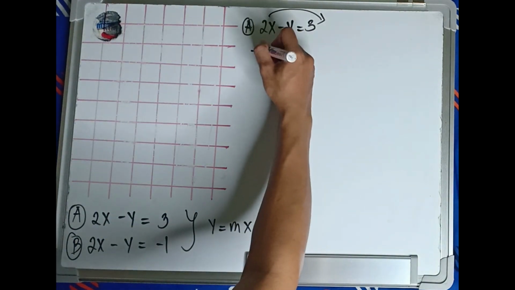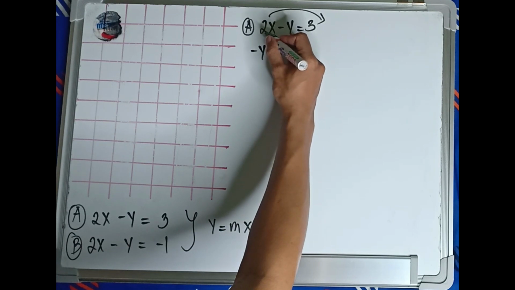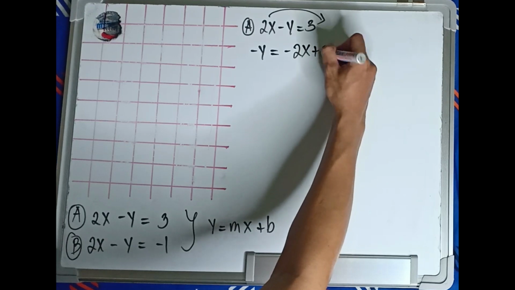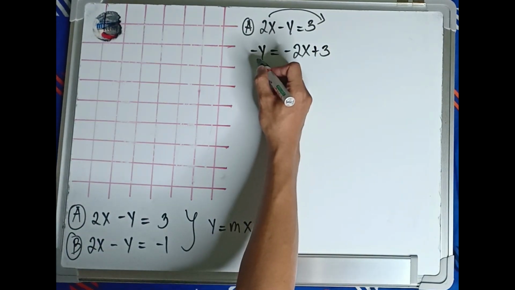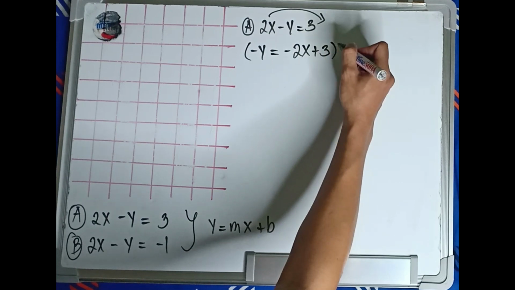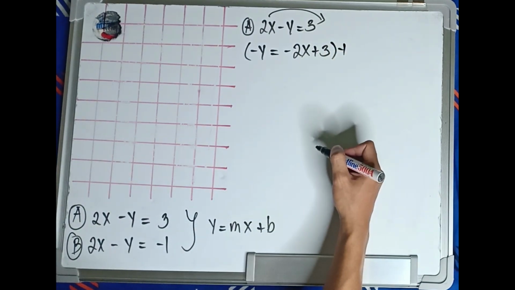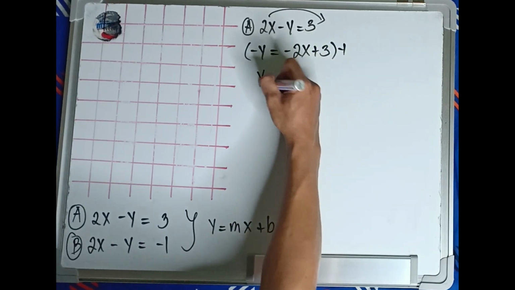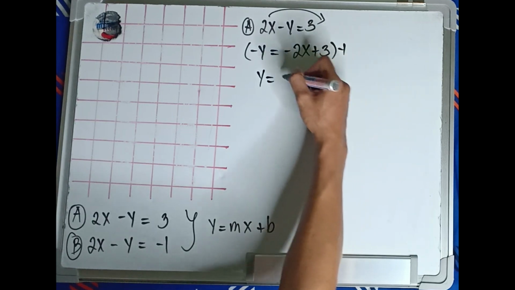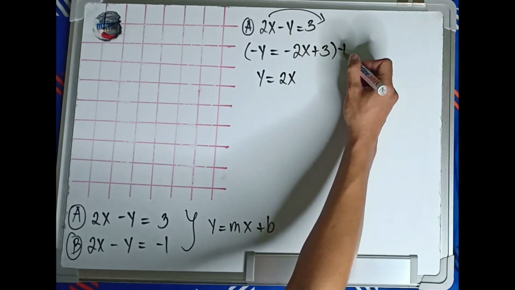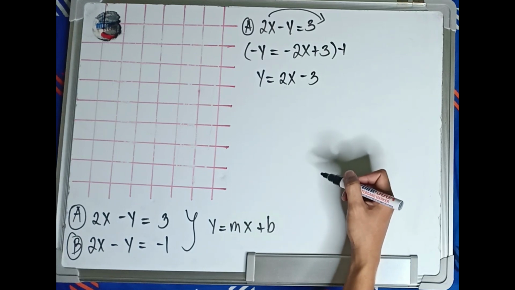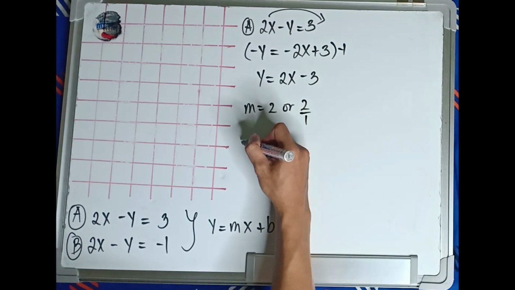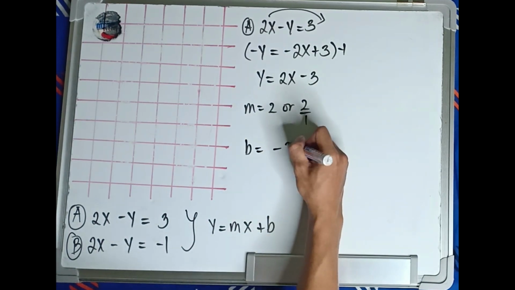So we have to copy negative y, equal sign, then 2x will become negative 2x when we transpose. Then copy positive 3. Then we have a negative sign, so we have to make this positive by multiplying all sides by negative 1. So negative y times negative 1 will be positive y. Negative 2x times negative 1 is positive 2x. And positive 3 times negative 1 is negative 3. Our slope is 2, or 2 over 1. Our y-intercept is negative 3.